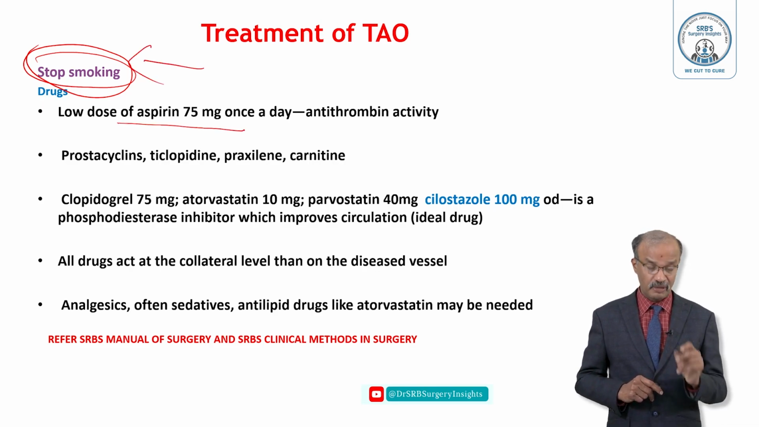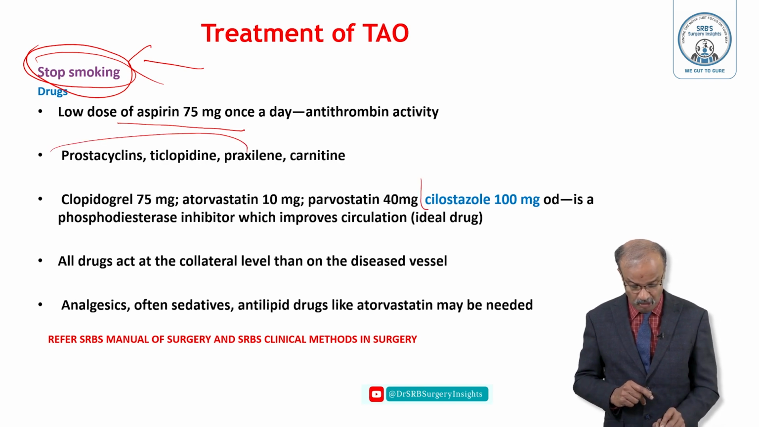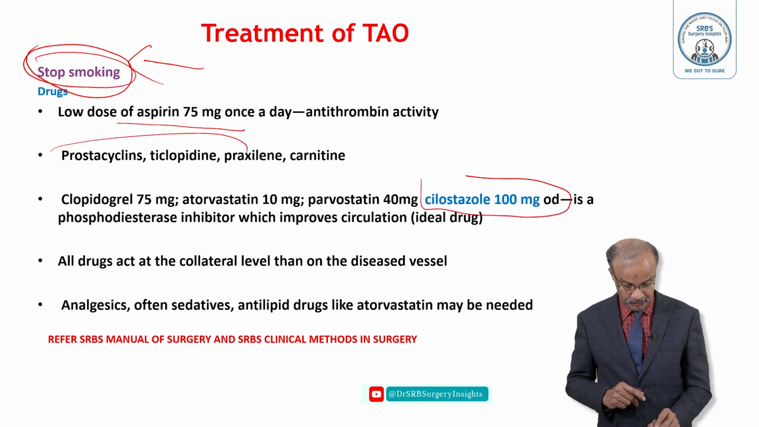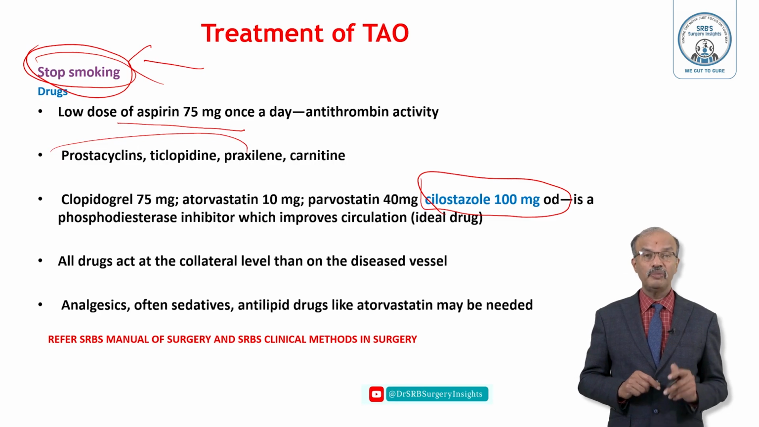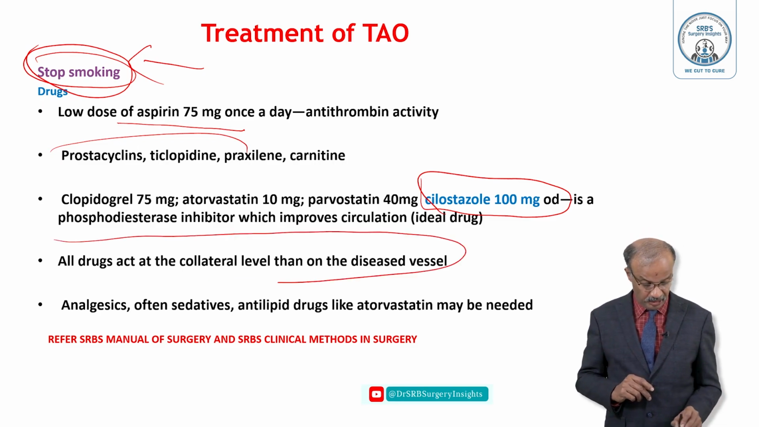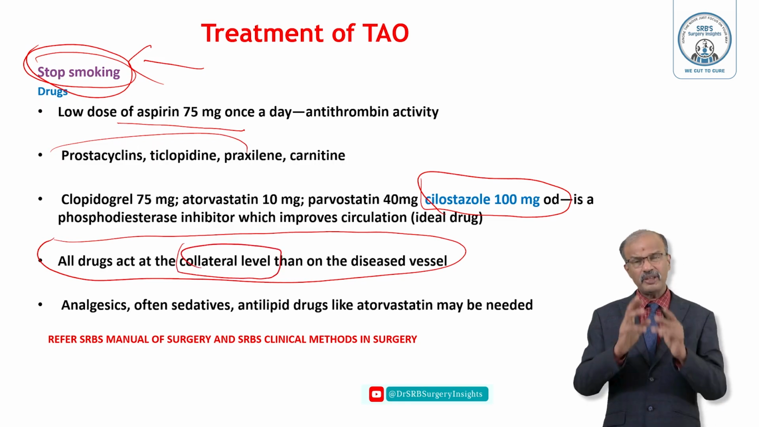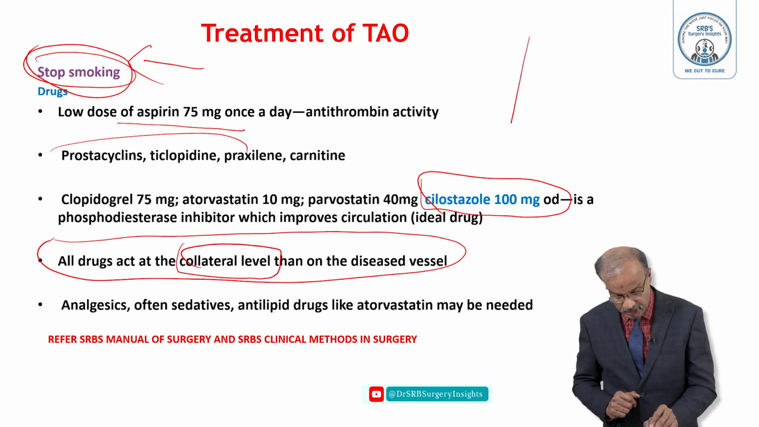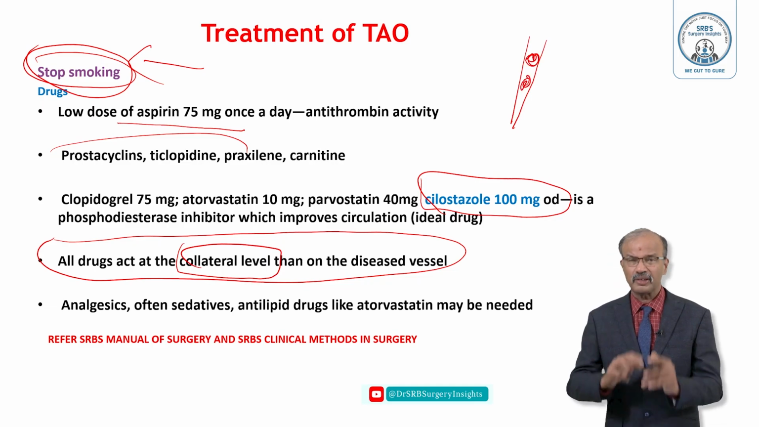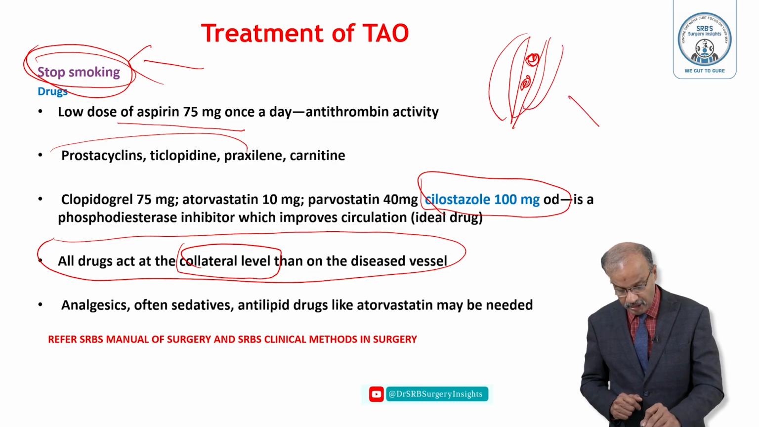Aspirin is important, this is the blood thinner. These are the different drugs. The most commonly used drug is cilostazol to improve the perfusion. All drugs, remember, act at the collateral level, because the main vessel is totally diseased. This is the main vessel. This is completely diseased, so nothing will act. It's totally blocked, occlusion. And these collaterals, all these drugs act over these collaterals.